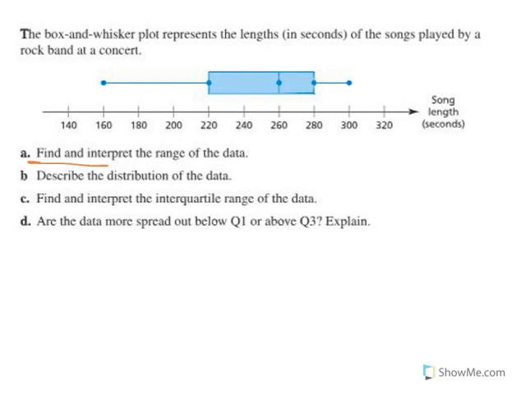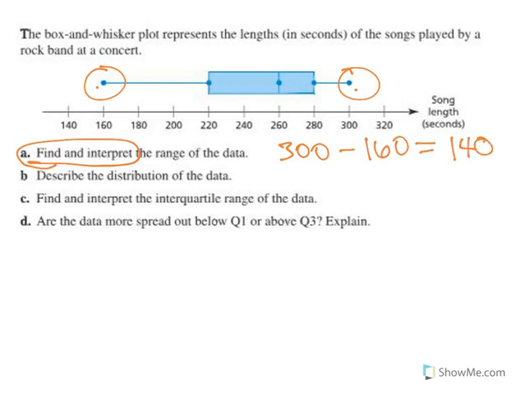So we need to find and interpret the range of the data. Well, the range is the least to the greatest. We talked about that at some point. So from the least to the greatest, which means just take the greatest and subtract the least, and we get 140. So that would be the range of the data. What that means to interpret it, that 140, it means that there's 140 seconds between the biggest and the smallest of our data. Because, yeah, we're talking about the length of songs.